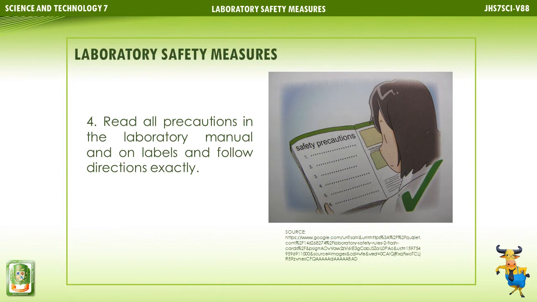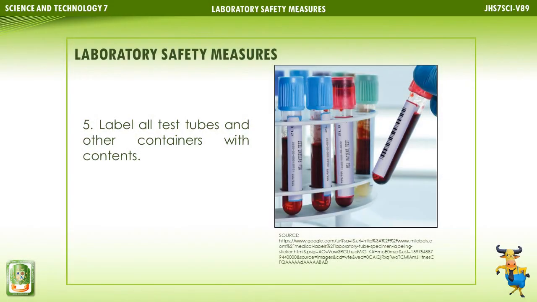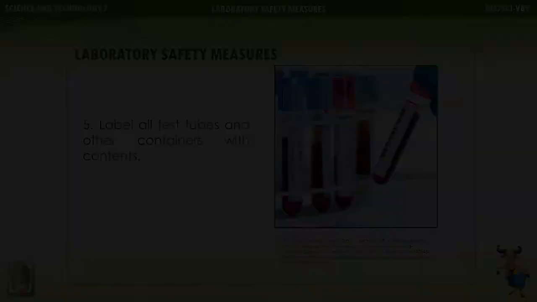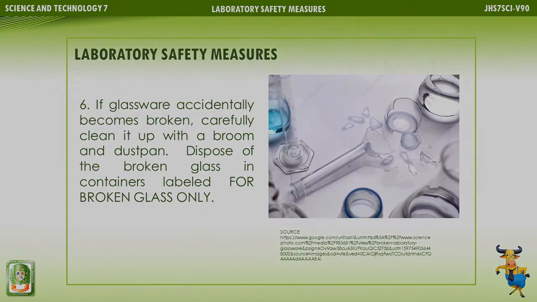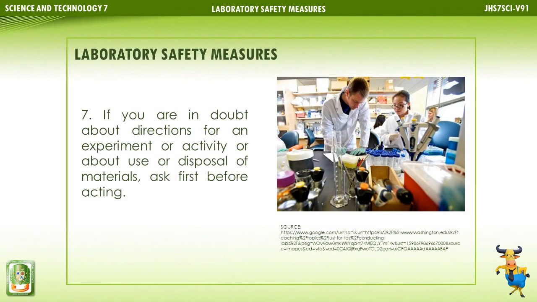4. Read all precautions in the laboratory manual and on labels, and follow directions exactly. 5. Label all test tubes and other containers with contents. 6. If glassware accidentally becomes broken, carefully clean it up with a broom and dustpan. Dispose of the broken glass in containers labeled for broken glass only. 7. If you are in doubt about directions for an experiment or activity, or about use or disposal of materials, ask first before acting.